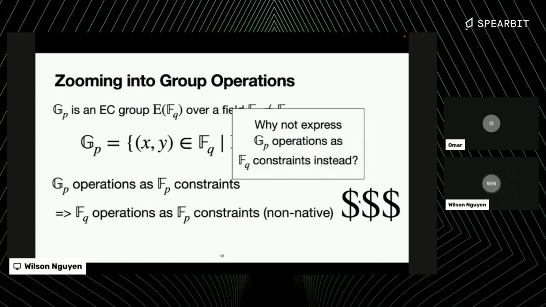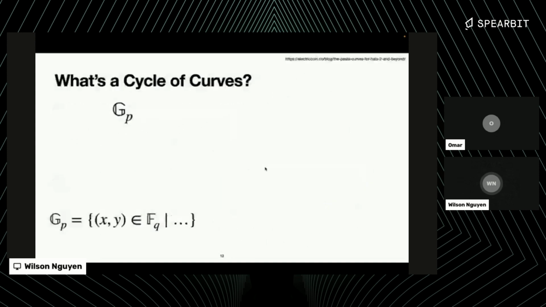So the idea is, why not just express these group operations as F_Q constraints instead? We see that each group element is represented as a pair of these field elements. So why not just represent them using that field anyways? That's where a cycle of curves comes in. So what is a cycle of curves?